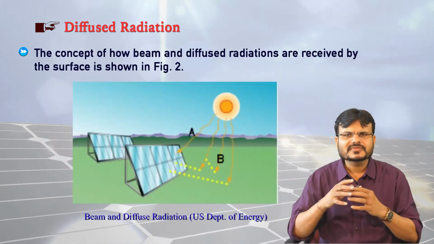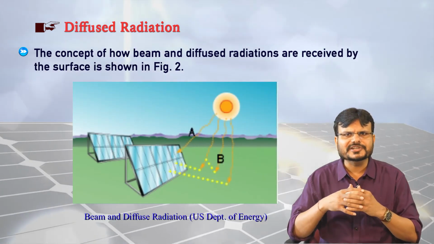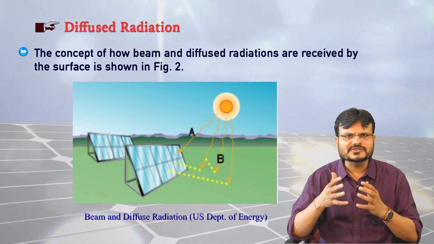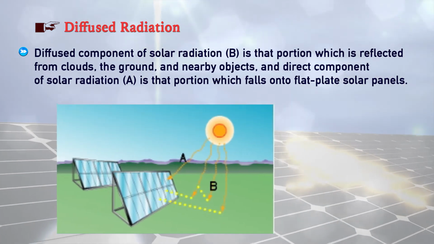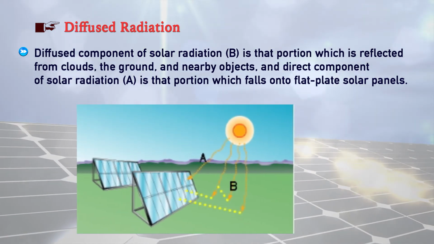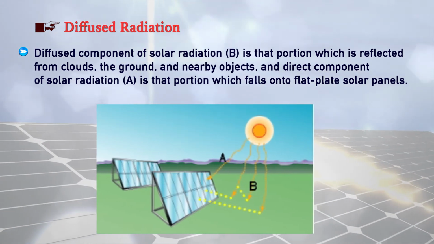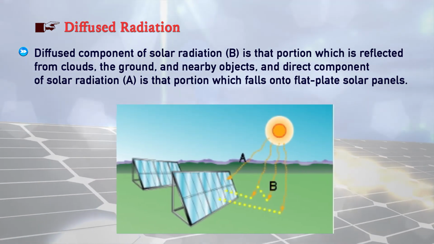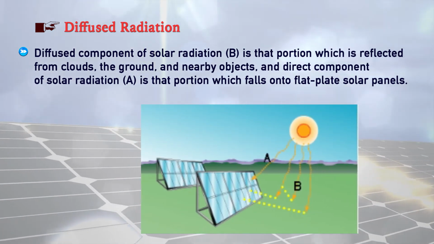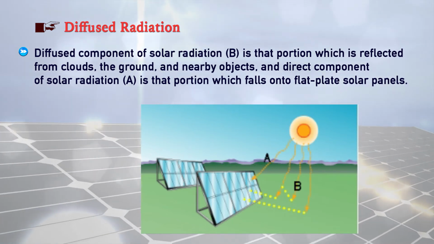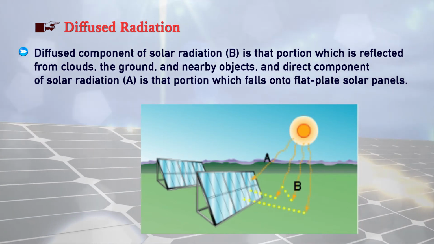Here you can see the concept of how beam and diffuse radiation are received by the surface is shown in figure 2. The diffuse component of solar radiation, which is shown as B, is that portion which is reflected from clouds, the ground and nearby objects. And the direct component of solar radiation, which is shown by capital A, is the portion which falls onto a flat plate solar panel.